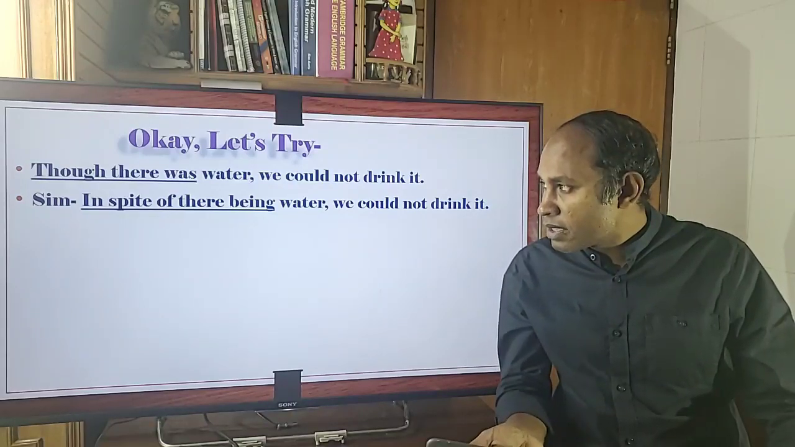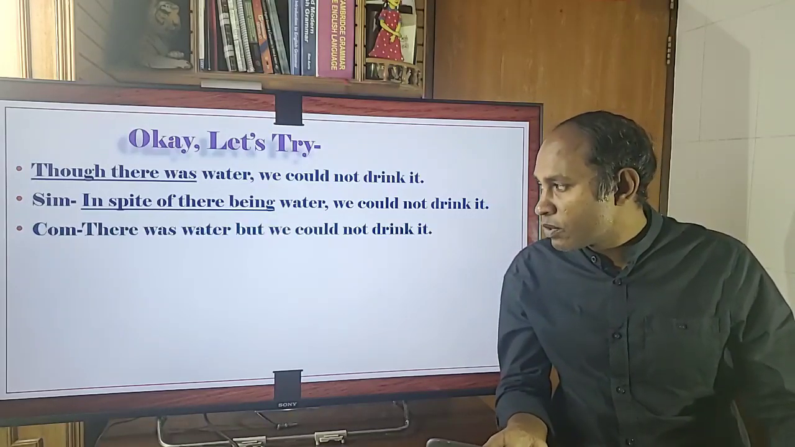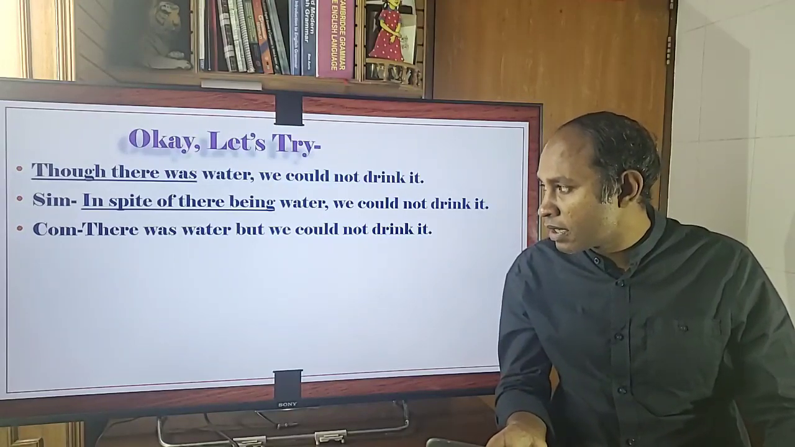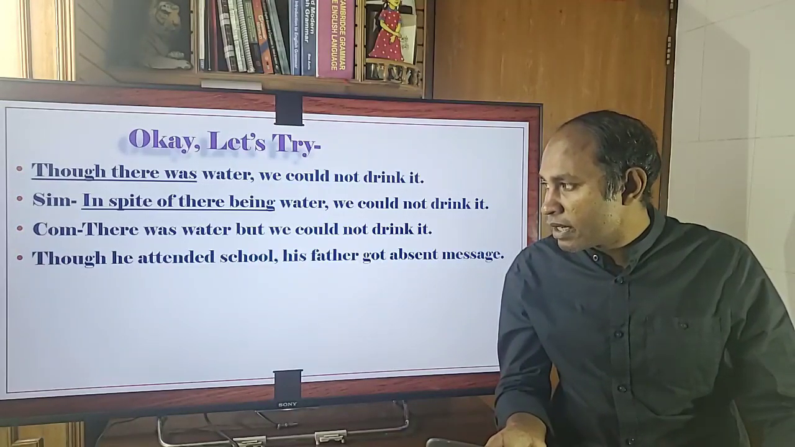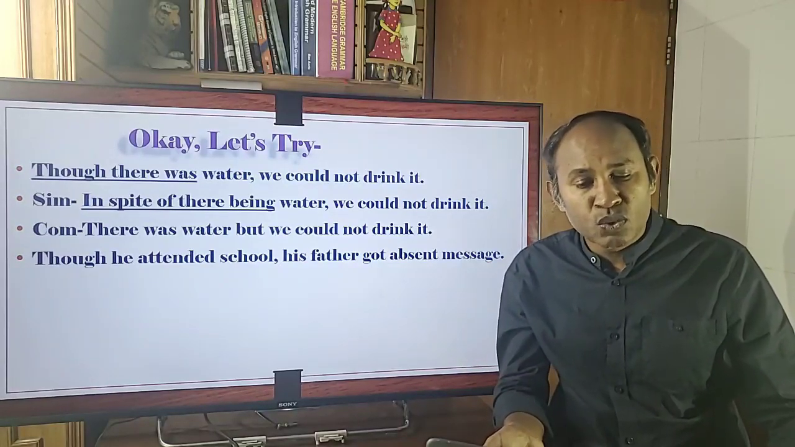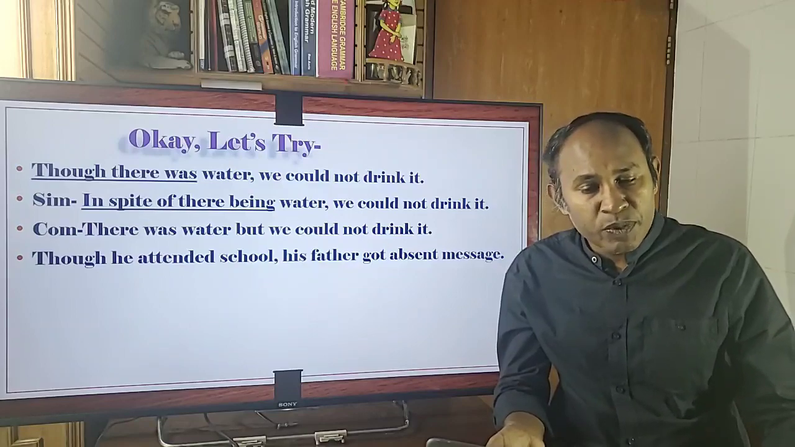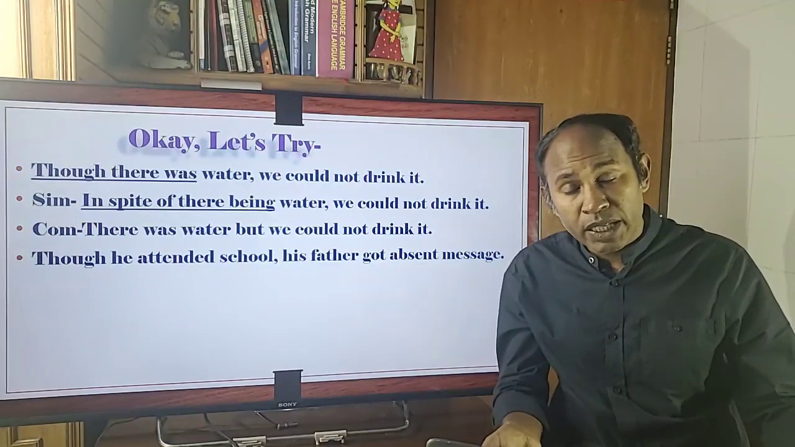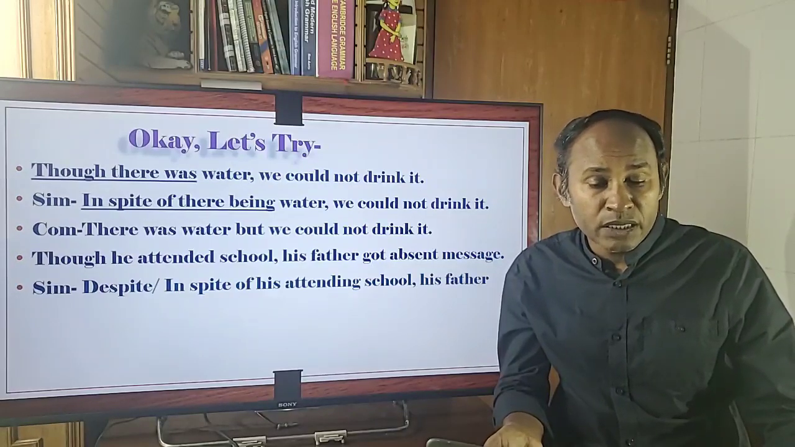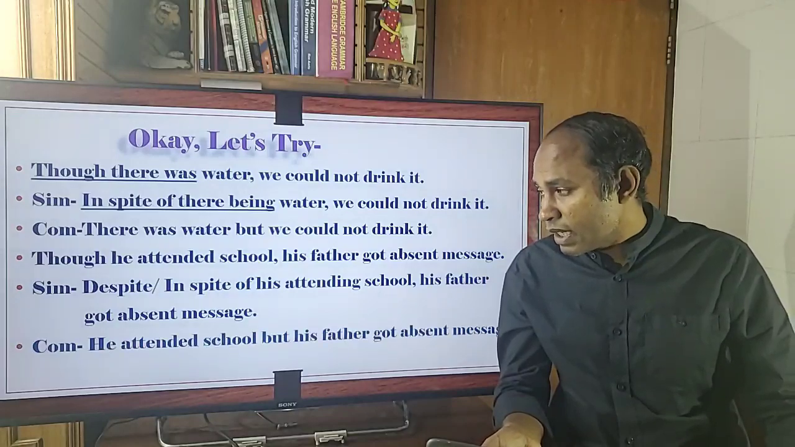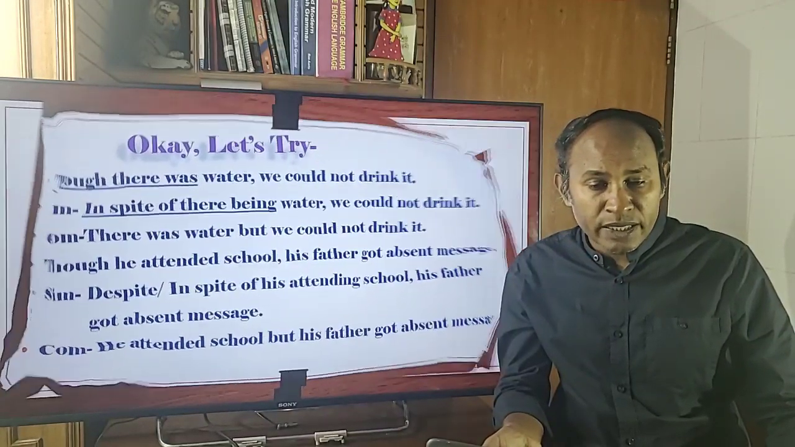So please, this is your simple sentence, and if you want to make a compound, so easy, you have to use only but, and that's the answer there. You see another sentence, though he attended school, his father got an absent message. In that case we can just make it a compound by using but, and simply by using in spite of or despite. Okay, probably you can understand that.